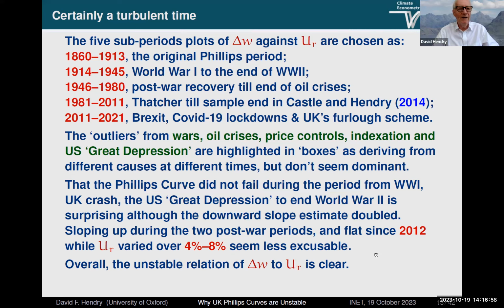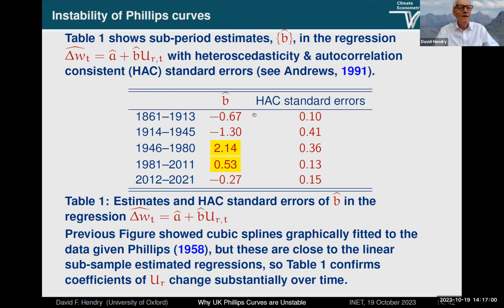not a stable relationship. So here are the estimates of regressing delta W on the unemployment rate in the subsamples: minus 0.67, which is pretty close to what Bill found; minus 1.3, which is the doubling that occurred, but still sloping downwards. Then suddenly a big positive coefficient, another positive coefficient, and then an insignificant negative coefficient.